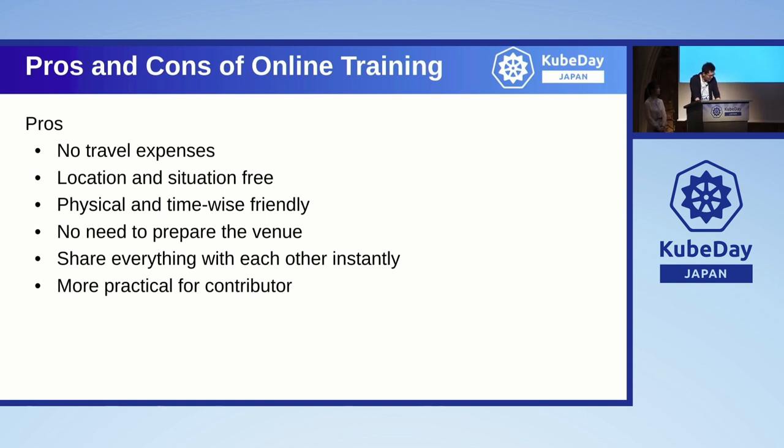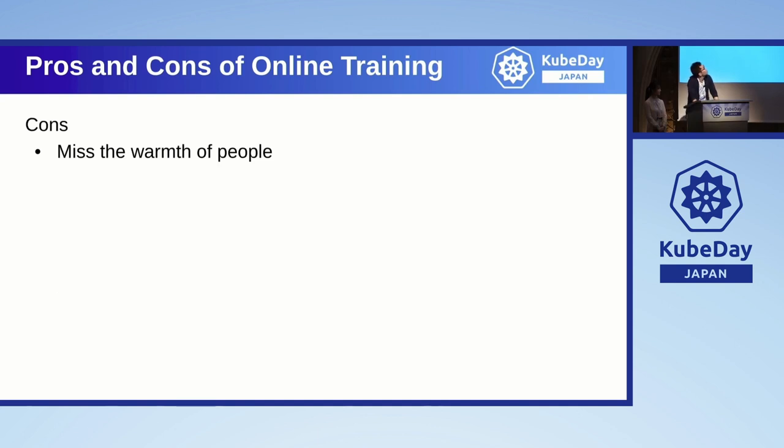More practical for contributors. And we found that online training is more practical for contributors. We contribute to the Kubernetes community by online communication. The online training is the same manner. These items are pros, but sometimes we want to meet people in person, communicate with them in real resolution, and feel their warmth. I think this is just one con.